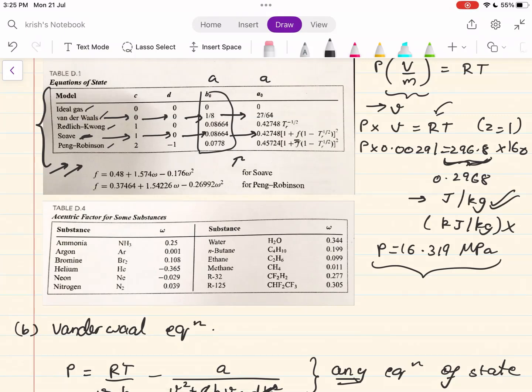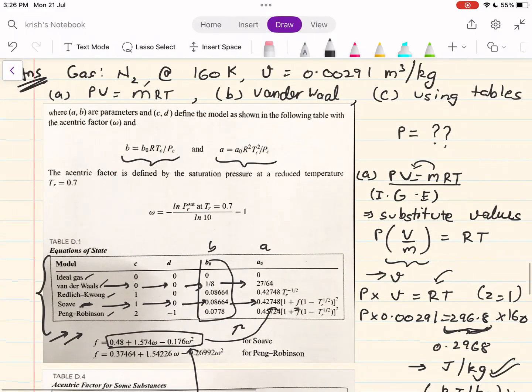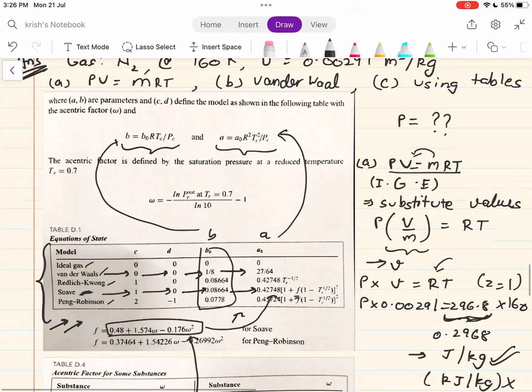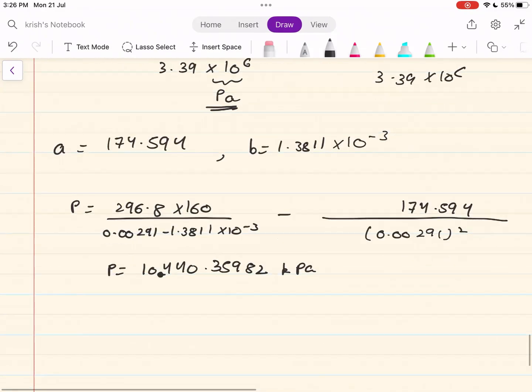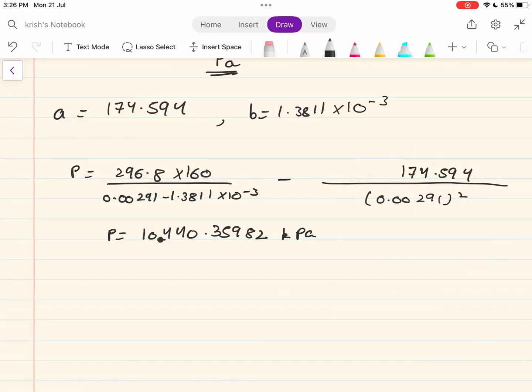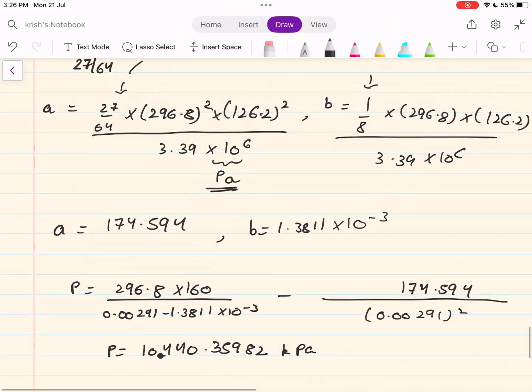And since there is an F term also over here, we would have gone here, and then as we are given nitrogen gas, we would have substituted the value of 0.039 from this table into this, found F, substituted back into this to get A naught, then substituted the value of A naught into this formula to get A, substituted the value of B naught into this formula to get B, put all of those values into this equation and solved it exactly as before to get the pressure. So that is the general method for solving.